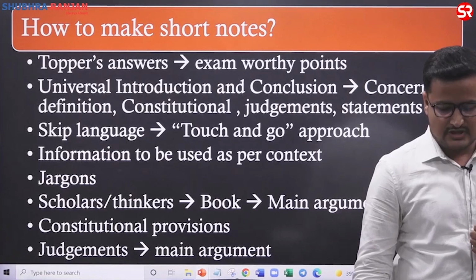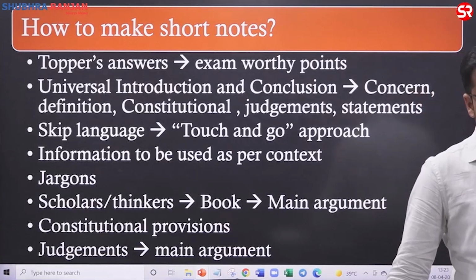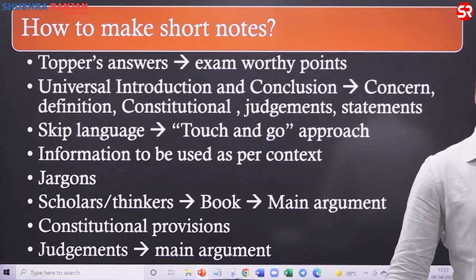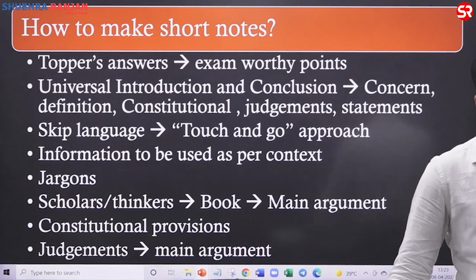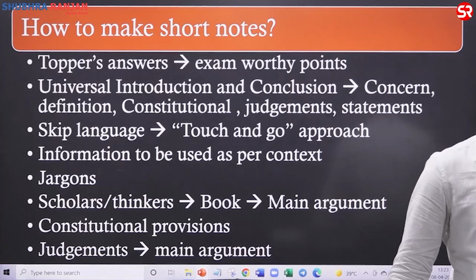Of course, you have to use jargons and note them. Scholars, book and their main argument. You have to learn the name, write the name of the scholar, name of the book, and what was the main argument. Similarly, the same thing can be done for the judgments also.